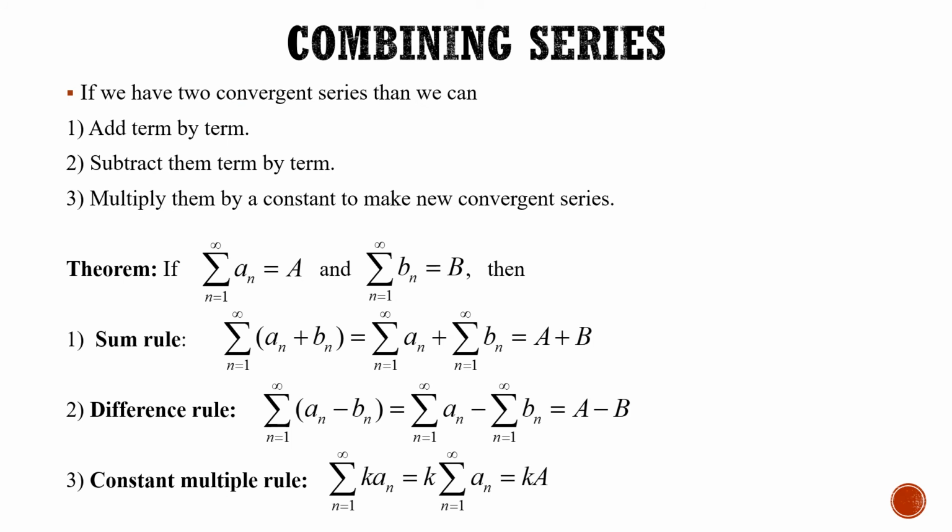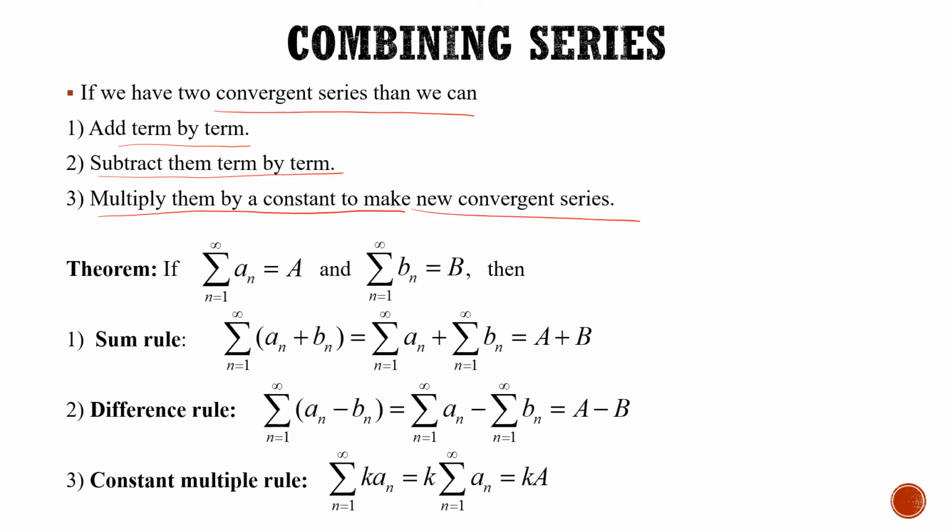Now we will see how we can combine two convergent series. If we have two convergent series, then we can add them, subtract them term by term, and multiply them by a constant to make a new convergent series.